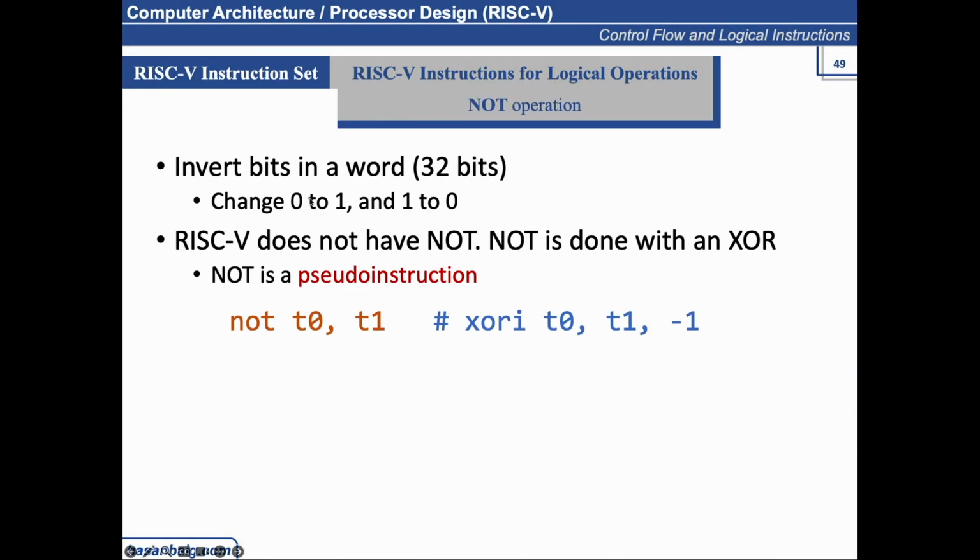So we can invert bits in a word, which is 32 bits. If we have to perform this operation, like inverting all the bits in T1 and storing the result in T0, we would simply write an instruction like this.